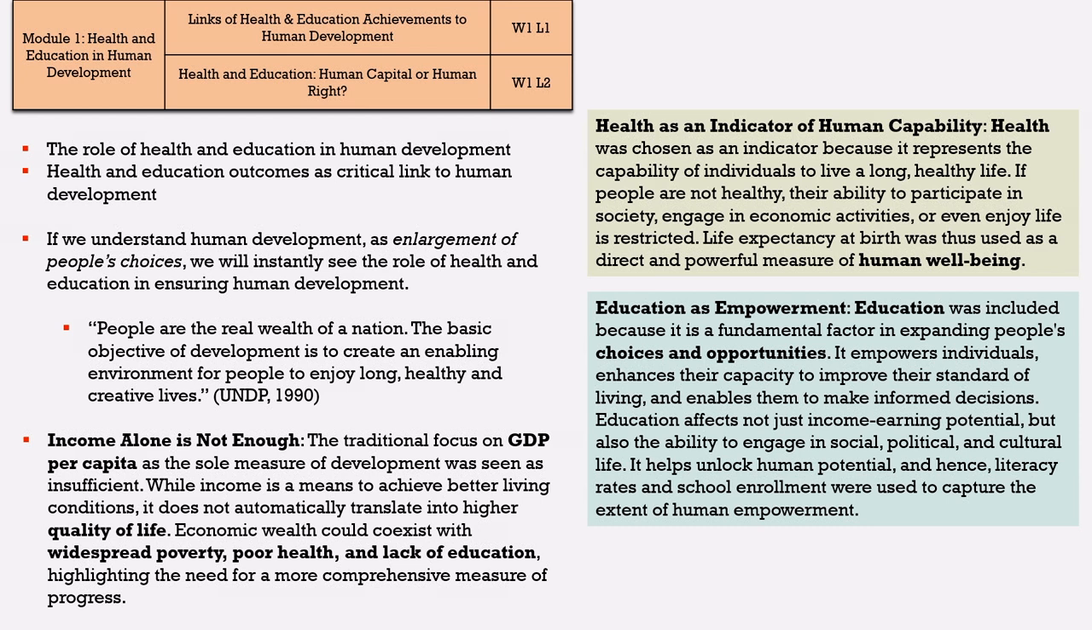So, it helps unlock human potential, and therefore, literacy rates and school enrollment rates as outcome indicators were used to capture the extent of human development. In trying to establish the link between education and health and human development, we tried to impress upon the fact that a systematic study of how education and health is accessed in the context of different countries deserves special attention. That formed the premise based upon which we wanted to understand the socio-economic aspects of education and health and how that impacts progress in a country.